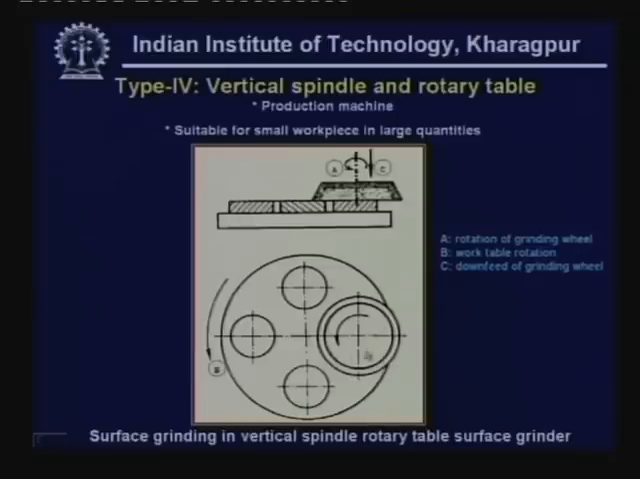This grinding wheel rotates at a very high speed to provide the necessary grinding action, and this grinding action is extended over the entire perimeter which is covered by the workpieces. And we have this basic motion, the down feed, as is the case with other grinding machines, and in this case it is called the down feed to remove a certain thickness from the workpiece.